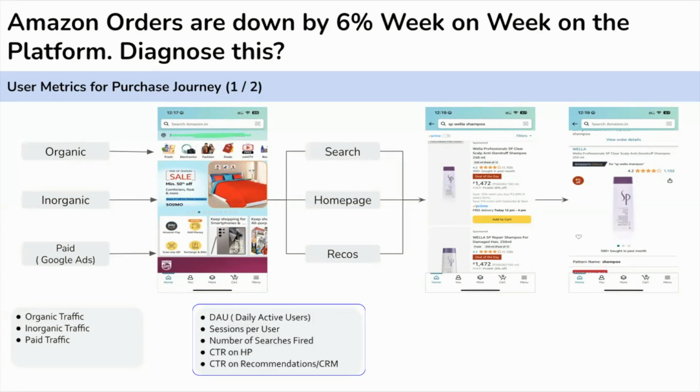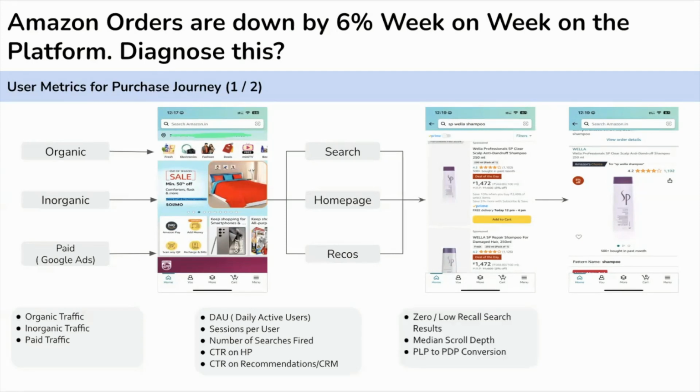Then we will see daily active users, which will also not drop because the traffic on the platform is in check. We will track sessions per user. This will give an idea of how engaged our users are on the platform. We will also check metrics like searches fired per user, click-through rate on the homepage, and click-through rate on the recommendations, which will tell if people are having some kind of difficulty discovering the product on the platform. Suppose all of these metrics are also in check. That means that people are searching on our platform, and they are clicking on the widgets on the homepage or recommendations, so there should not be any drop here.